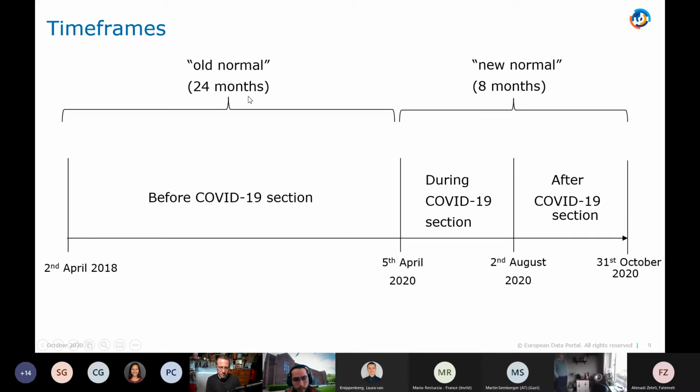More generally, we call the period before the COVID section the old normal. It's about 24 months, and the period during the COVID-19 section after its archival, the new normal. That was 8 months in total.